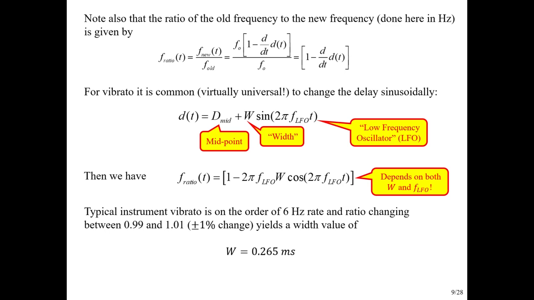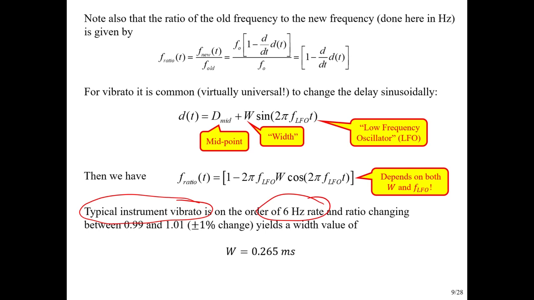So let's think about some typical values for these things. Remember, we want things to stay pretty musical. Although you can set these effects to give some pretty bizarre, crazy sounding things, let's just get a feeling for what might be some ordinary parameters. So if you check out what people do on violins and guitars for vibrato, it's something on the order of about a 6 hertz rate.